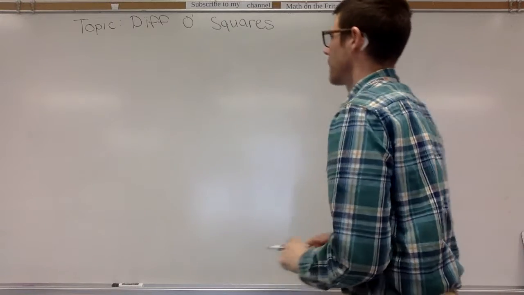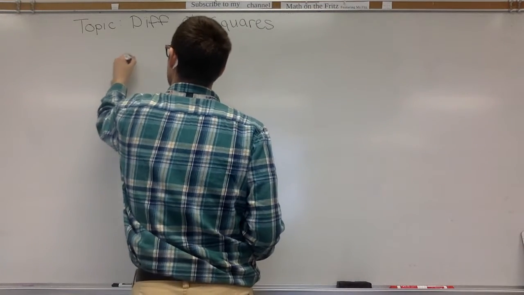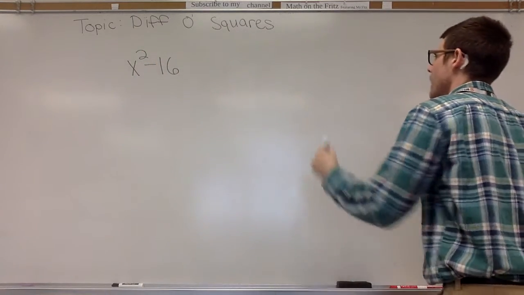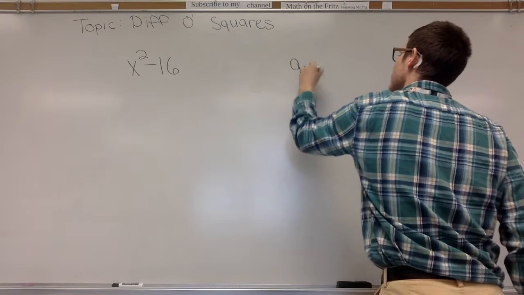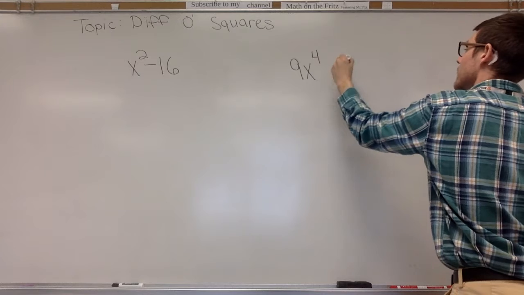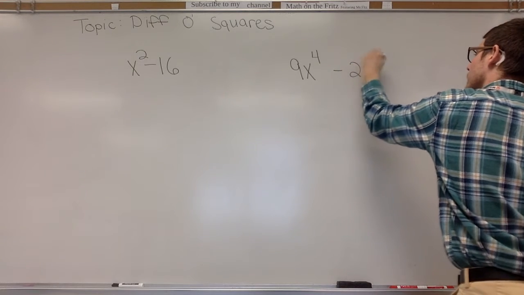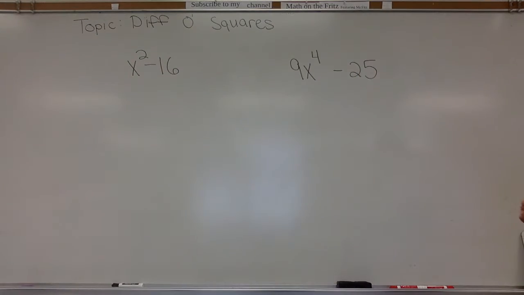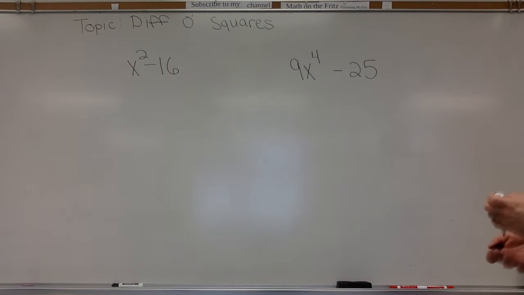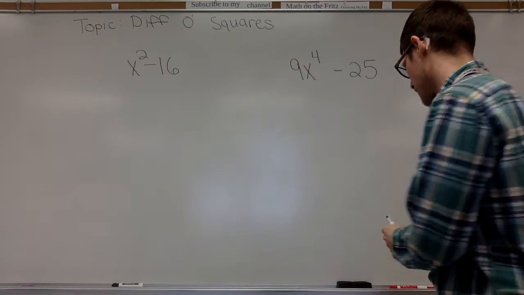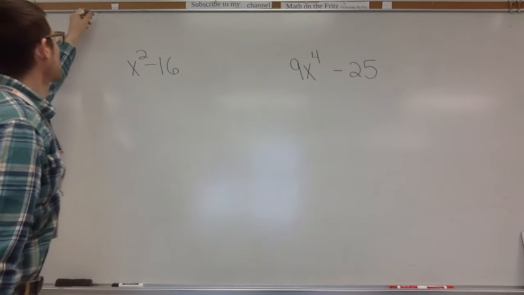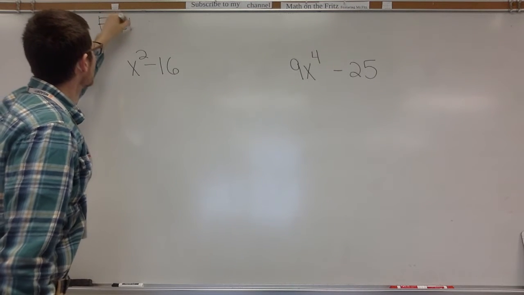And now we're ready for a difference of squares. Let's say I did x squared minus 16. Let's say I upped it and did 9x to the fourth minus 25. So I've got two problems that I want to start kind of fresh on. And now I'm going to give you the true directions. What you're going to be seeing is this: factor completely.